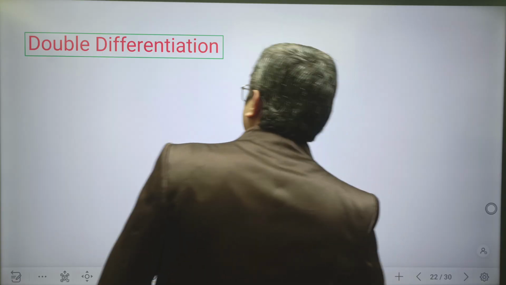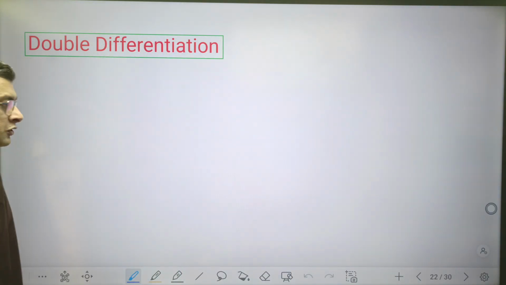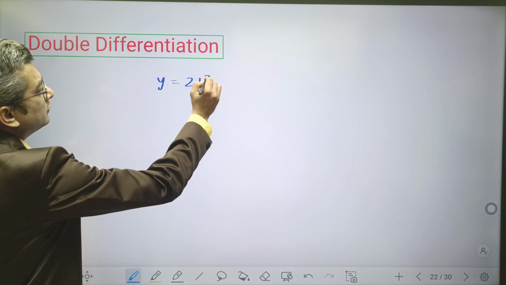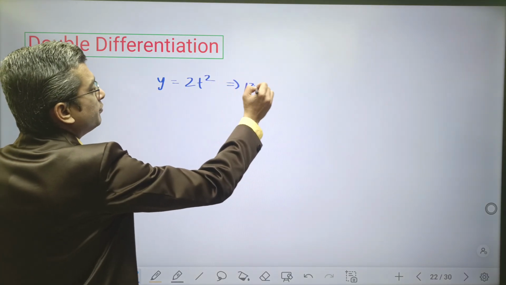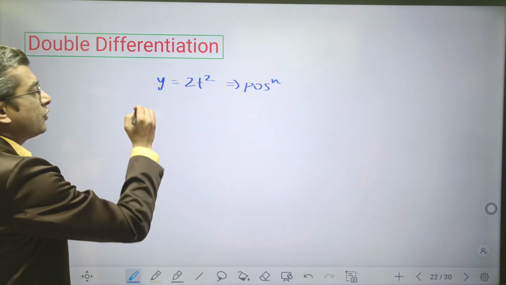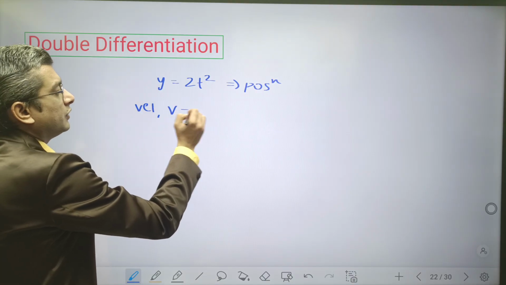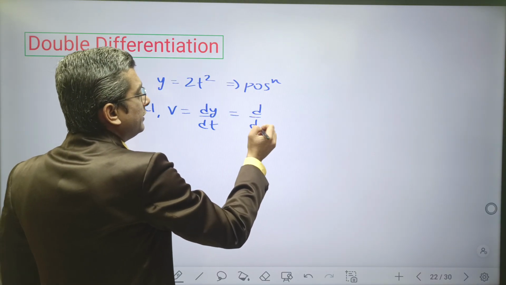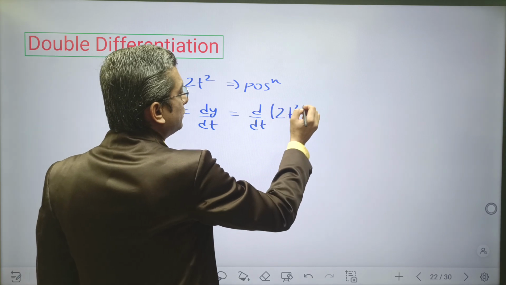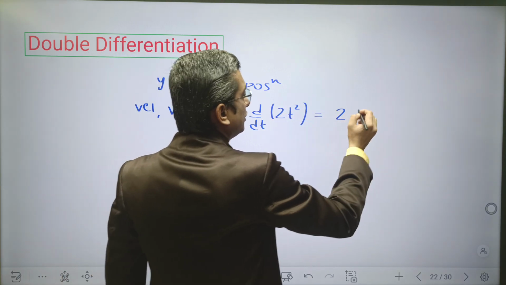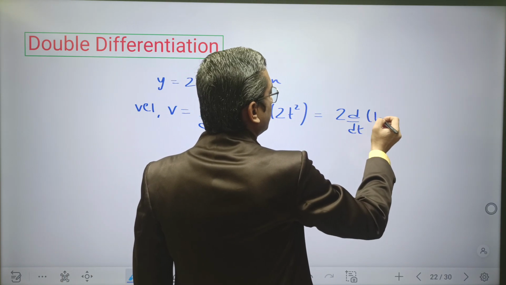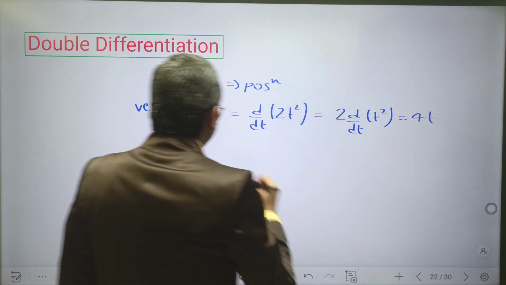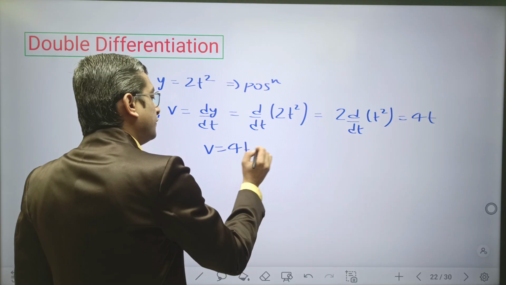Now next is double differentiation. So dear students, suppose I am writing y is equal to 2t squared. Suppose this is representing the position. So what is velocity here? Velocity is the rate of change of position, that is dy by dt. So it is given by d by dt of 2t squared. This will be 2 d by dt of t squared. The differentiation of t squared is 2t, so this is given by 4t. So velocity is equal to 4t.